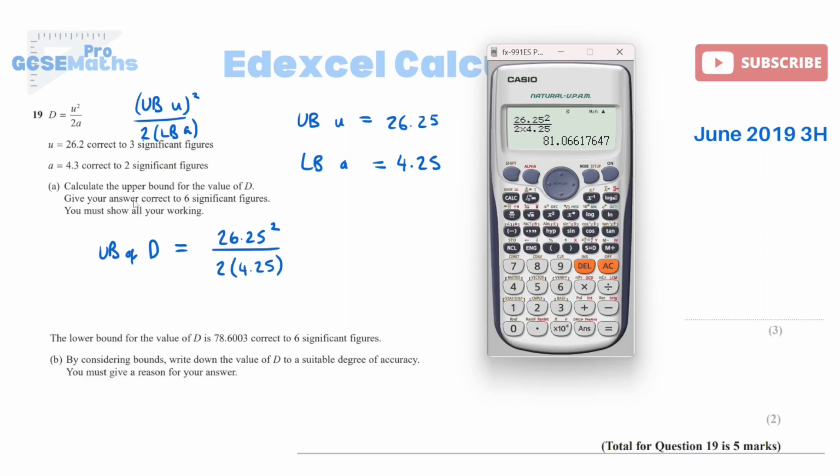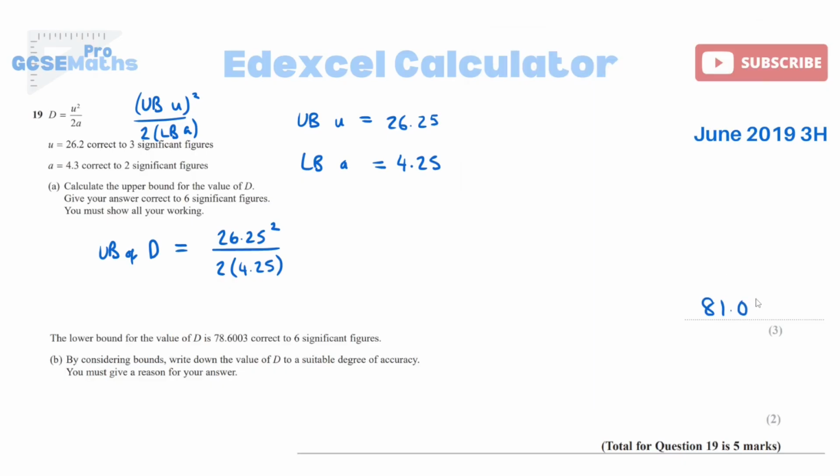Obviously we get loads of decimals. They have said to round it to 6 significant figures, so that's 1, 2, 3, 4, 5, 6, but the next number is 7, so I would round up the 1 to a 2, so 81.0662. 662, that is 6 significant figures. They then said the lower bound of the value of D is 78.6003, again, correct to 6 significant figures.